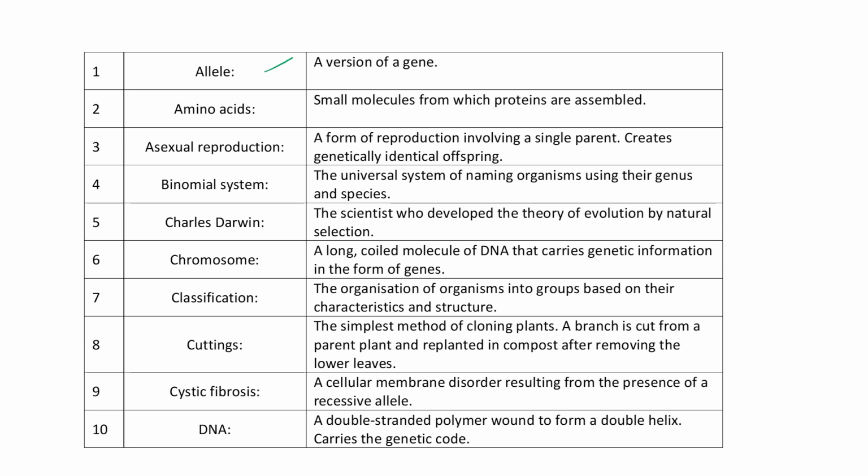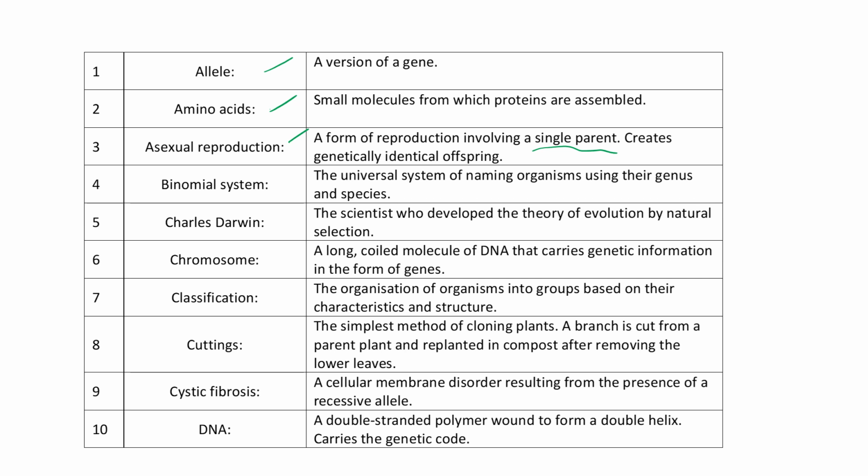Small molecules which proteins are assembled from. Okay, so a protein is a big long chain of amino acids. A form of reproduction involving a single parent, so there's only one parent, producing genetically identical offspring, is asexual reproduction.